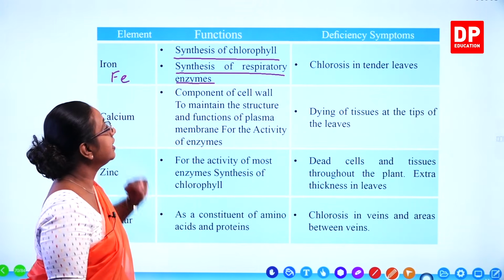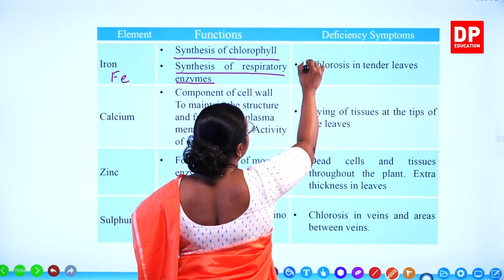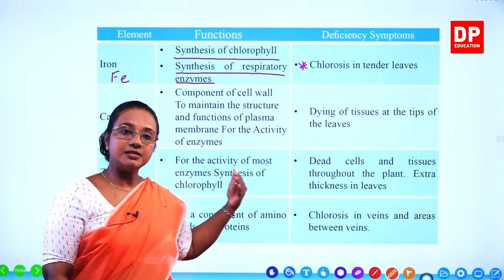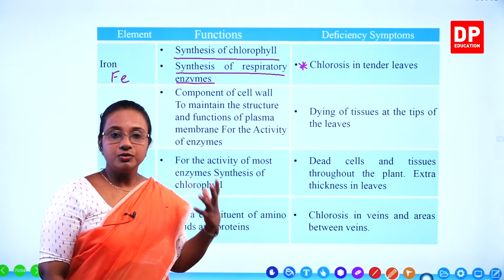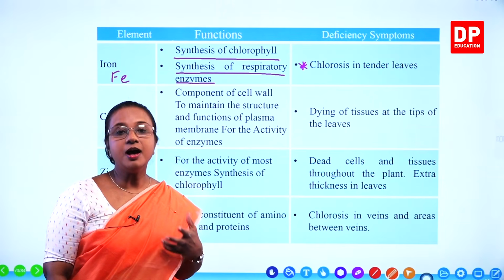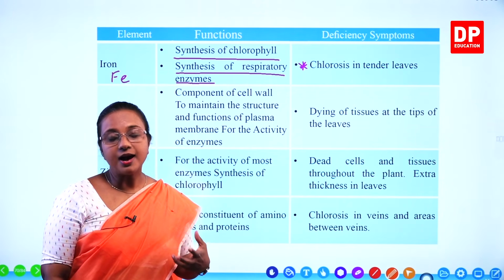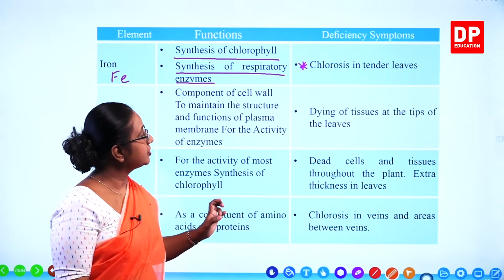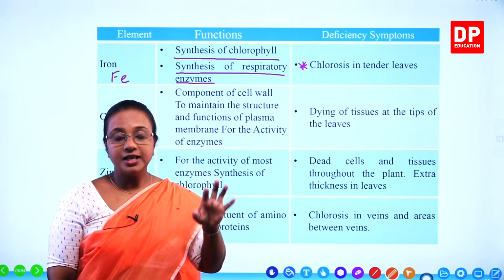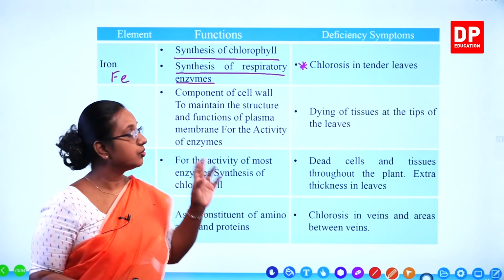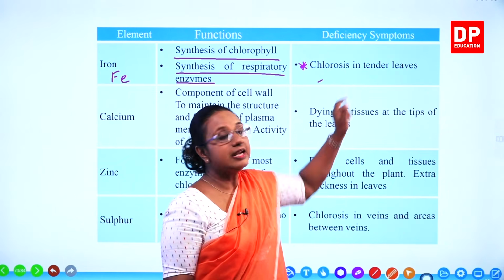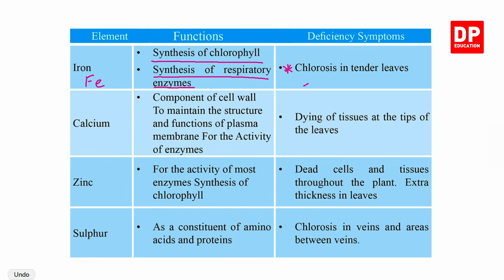And if iron is deficient, then there will be chlorosis in tender leaves. So if you can remember, we discussed in the previous slides also, chlorosis is the deficiency symptom where chlorophyll pigment is not there in the plant or it is not enough in the plant. But this chlorosis can be in the mature leaves, tender leaves or any leaf. So here deficiency of iron, chlorosis is seen in tender leaves only. Okay, we will look at the next element that is necessary for plants.